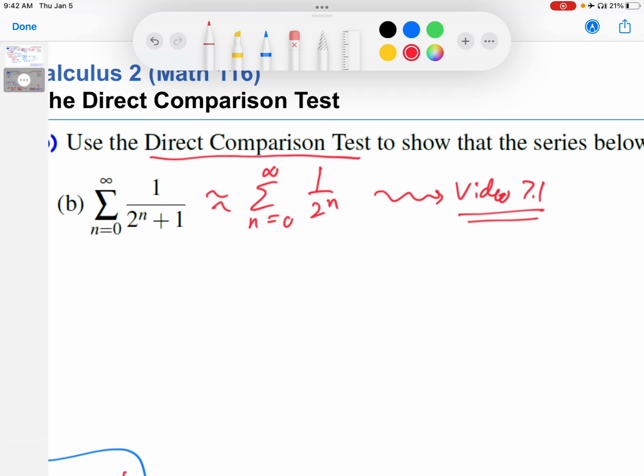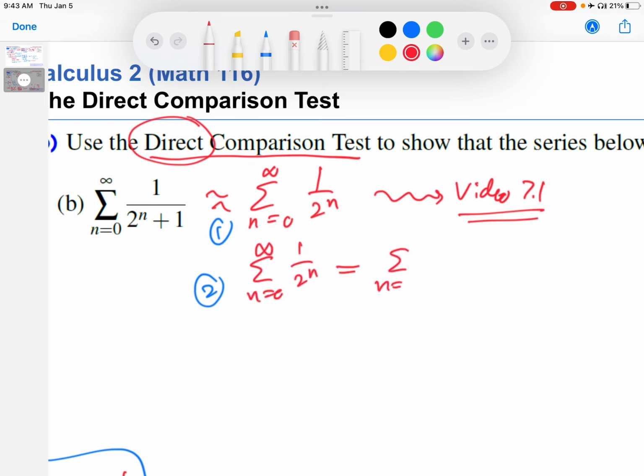There you use a limit to determine convergence, divergence. Here we're doing a direct comparison using inequalities. Okay, so that was our first step, right? Remember that. Second step is now, do I know anything about the convergence or divergence of this series?